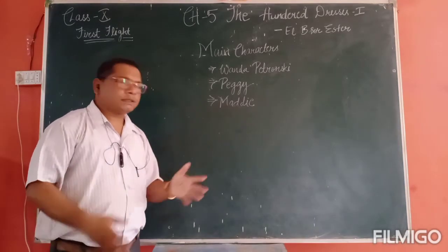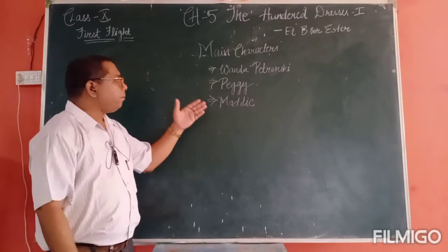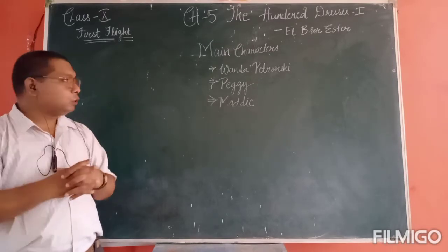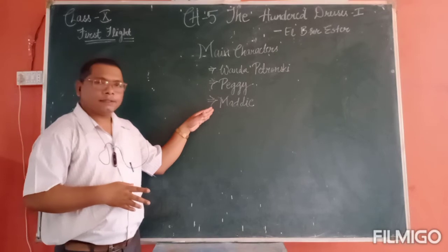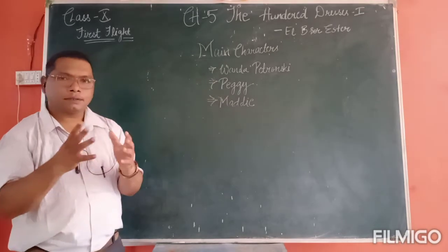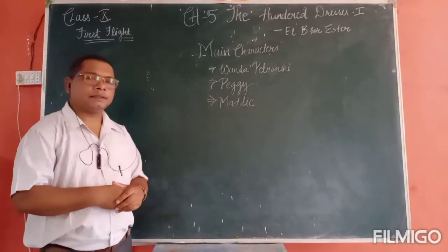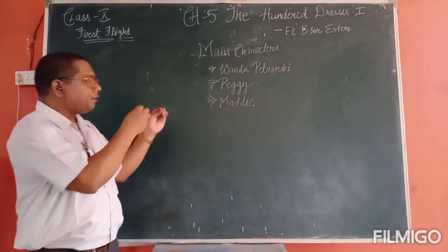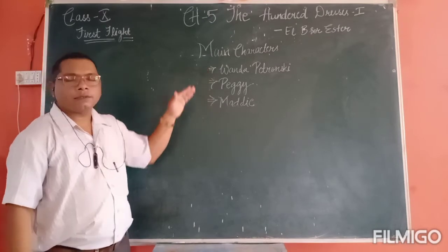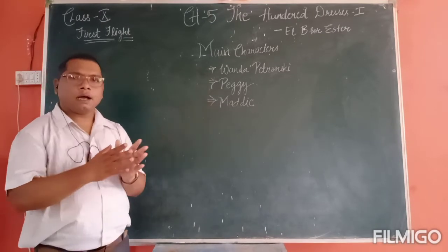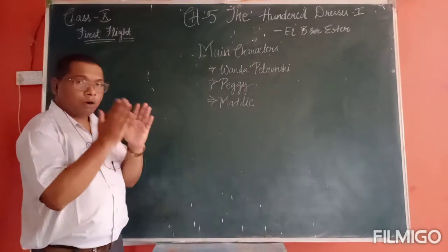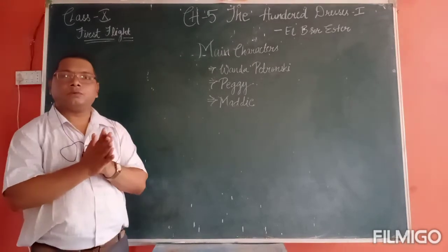So now we will discuss Maddie. Who was Maddie? Maddie and Peggy both were close friends. Maddie's mother most of the time goes to Peggy's home, collects some old dresses from Peggy's mother, modifies them and gives them to Maddie. Maddie was a poor girl, but not poor like Wanda Petronski. So because of that reason, both of them were good friends.